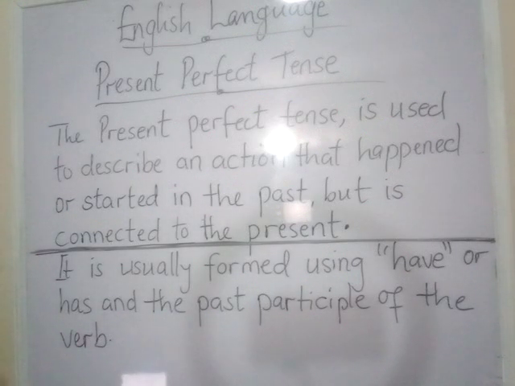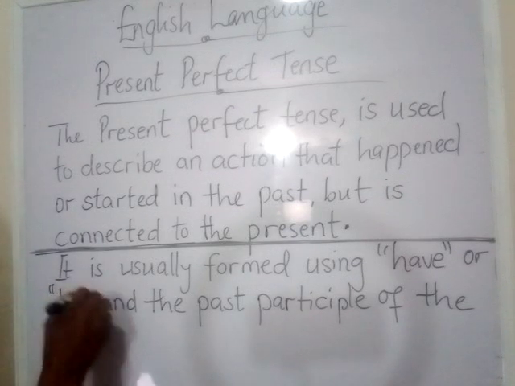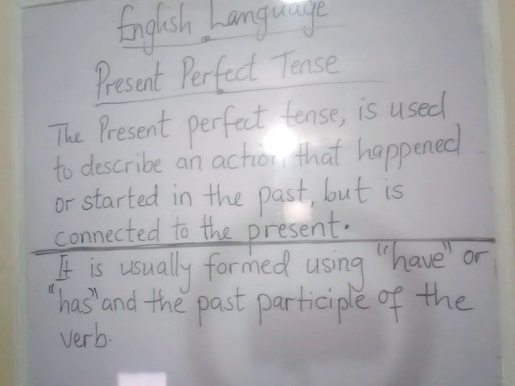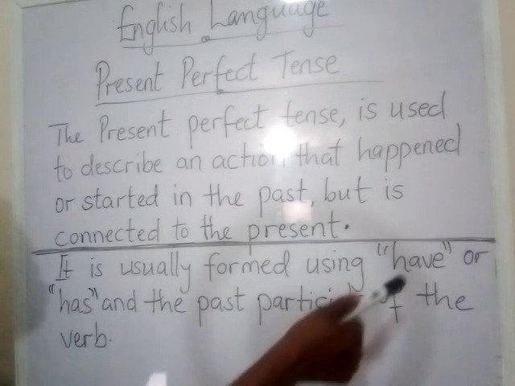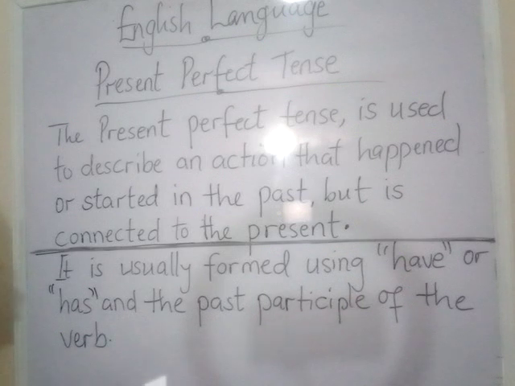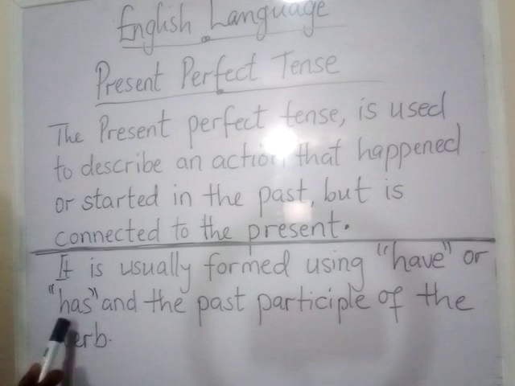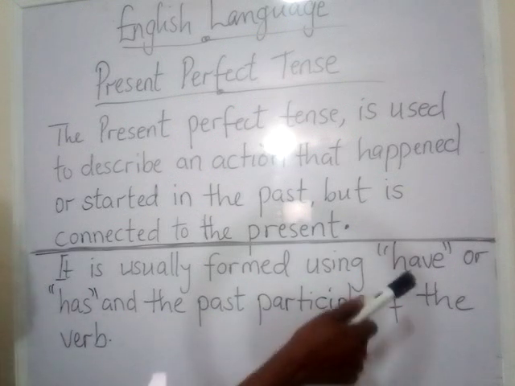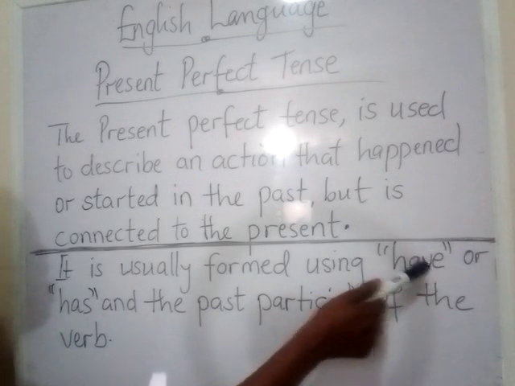Now, usually when you are representing present perfect tense, you use have or has. These are the auxiliary verbs that are used in representing present perfect tense, have or has. You use have when it is plural, or when you are referring to a first or second person, and you use has when it is singular. Okay, so if the subject is singular, you use has. If it's plural or first or second person, you use have.